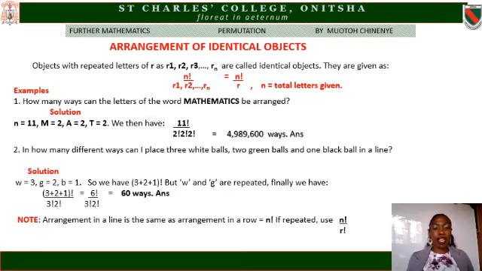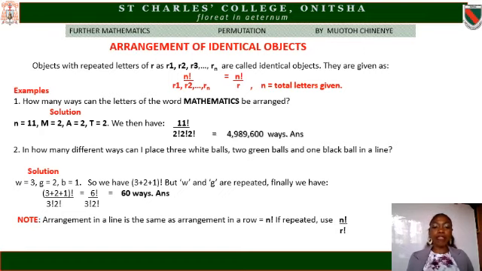Let's take, for instance, example 1. How many ways can the letters of the word mathematics be arranged? You know, mathematics has total number of letters n as 11, and you observe also that your m is repeated, so m equals 2, a equals 2, and t equals 2. Other letters like c and i are just 1.